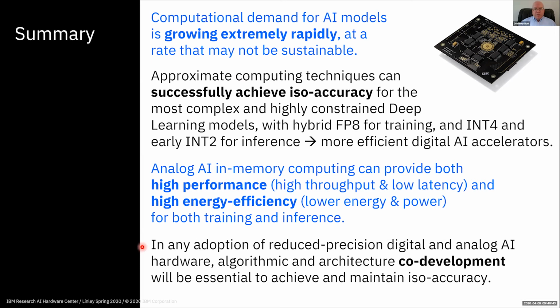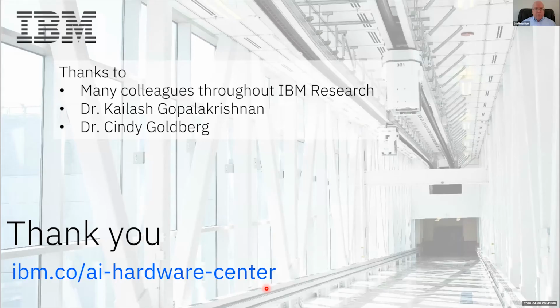As throughout the talk, there's a lot of co-development, a lot of aspects where you have to know a little bit about hardware, a little bit about circuits, a little bit about algorithms, everything together. And so we feel that reduced precision digital and analog AI would definitely require co-development of algorithms, architectures, and even beyond that, circuits and devices. And all this is essential to achieve and maintain ISO accuracy. So with that, I think I would like to finish.